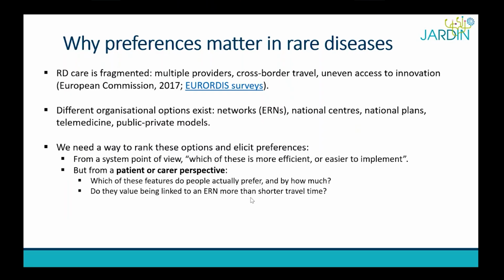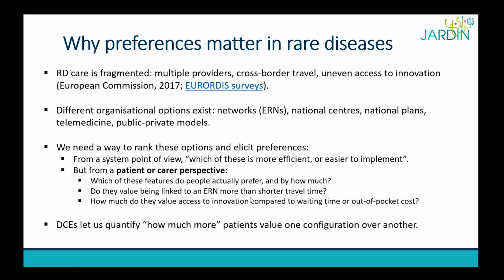For instance, do they value being linked to the European reference network more than, for instance, shorter travel time? And how much do they value access to innovations compared to other attributes or characteristics like waiting time or out-of-pocket cost? So the discrete choice experiment allows us to quantify this kind of ranking, like how much more patients value one organizational model compared to the other, or one configuration over another configuration.